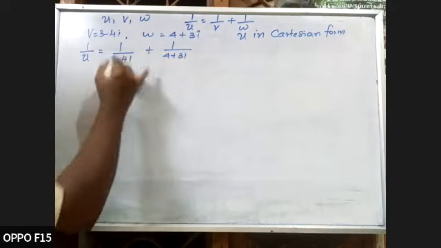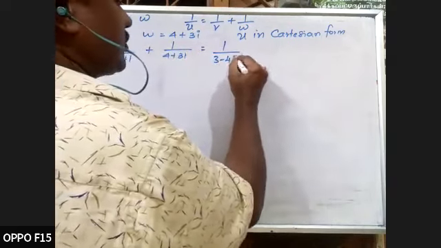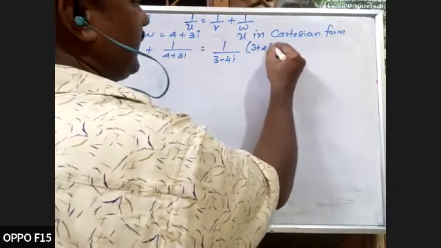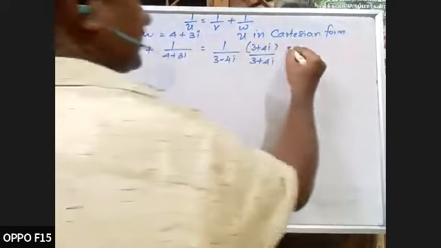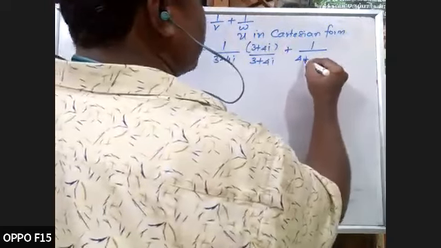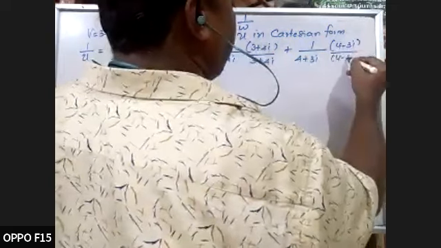Now you just simplify this. Let us take the conjugate. 1 divided by 3 minus 4i. The conjugate of this one is 3 plus 4i divided by 3 plus 4i. Same way, if we proceed next, 1 divided by 4 plus 3i. The conjugate is 4 minus 3i divided by 4 minus 3i.